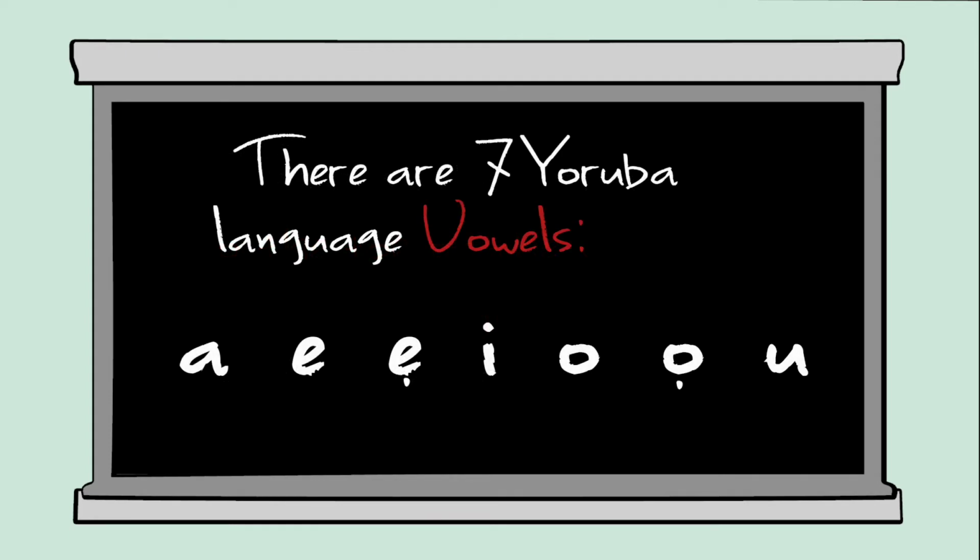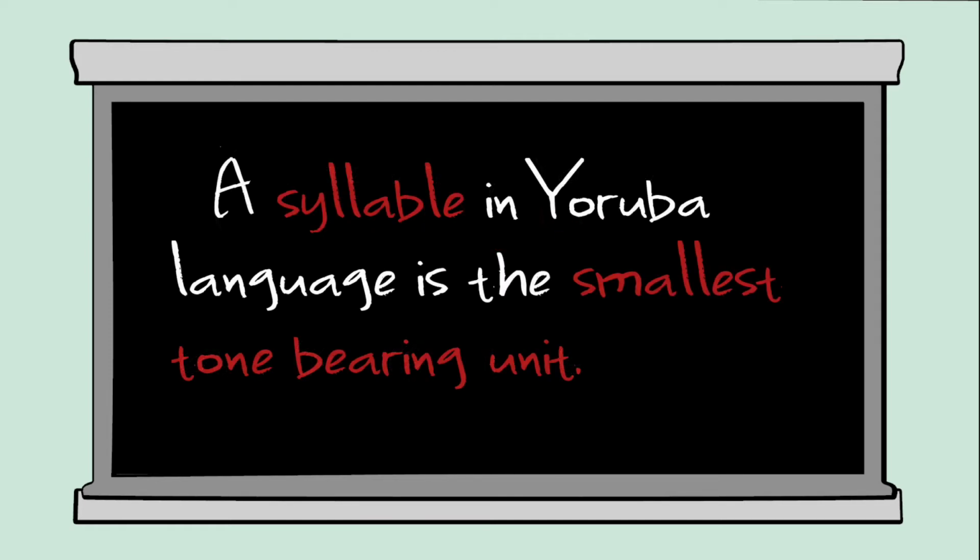Now let's look at the vowels in the Yoruba language. There are 7 Yoruba language vowels, and they are a, e, i, o, u. Also, let us look at what a syllable is. A syllable in Yoruba language is the smallest tone-bearing unit. Syllable jẹ́ ègé ọ̀rọ̀ tó kéré jù tí a lè pè jáde lẹ́nu ní ìsí ẹ̀mí kan ṣoṣo.